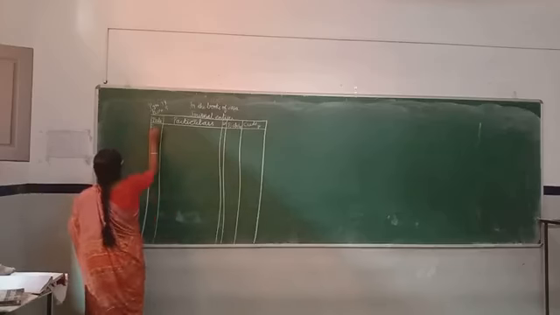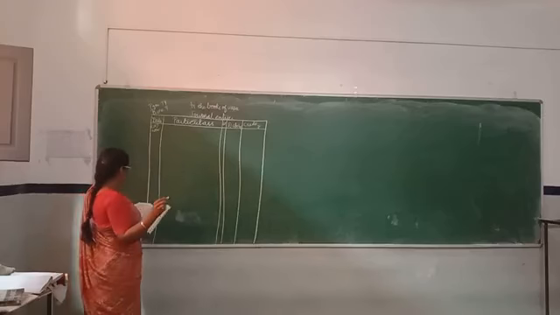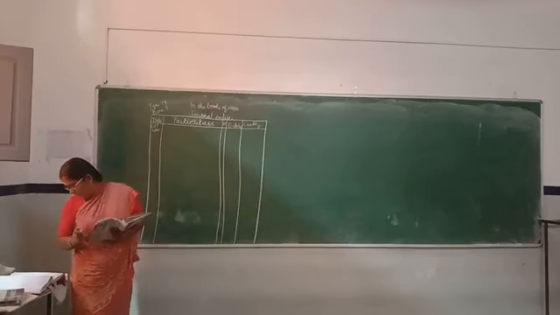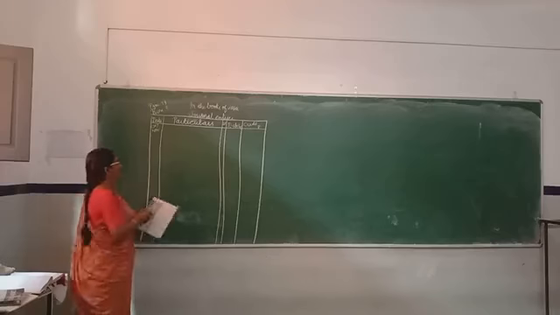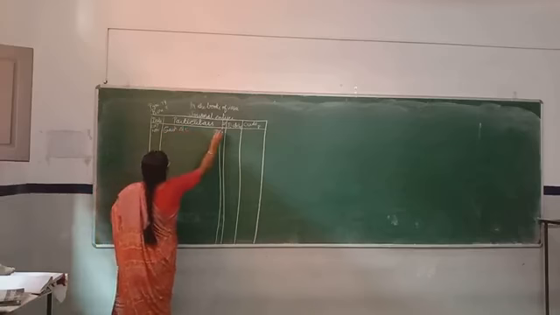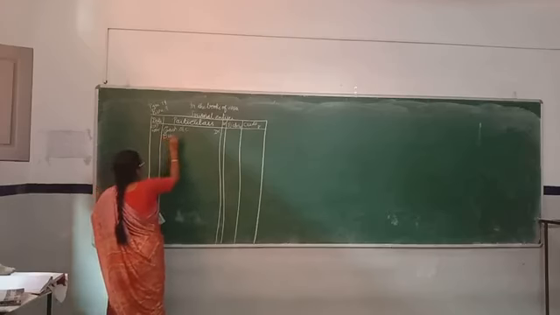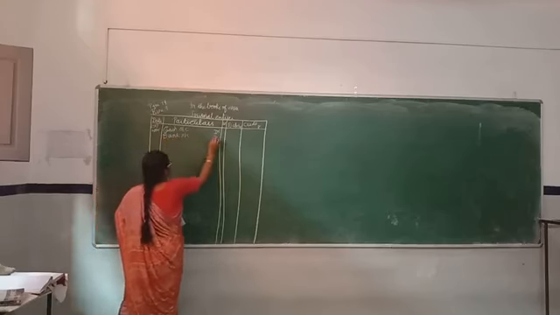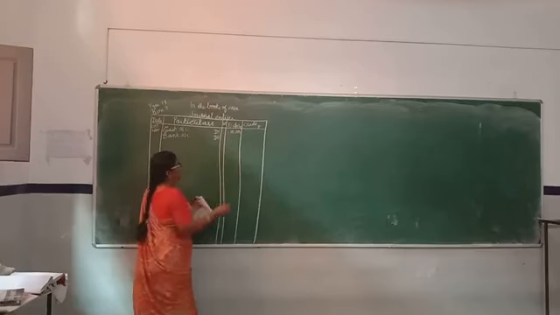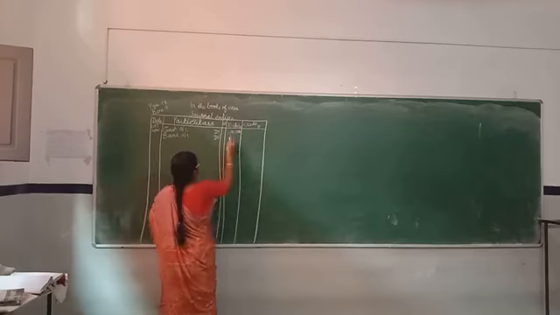November 2017. In the month of November, cash in hand rupees 1 lakh, cash at bank rupees 30,000. So what is the first entry? Cash account debit, stock account. So cash at bank. Bank account debit. So cash is 1 lakh. What is the bank amount? Bank also 30,000 rupees.